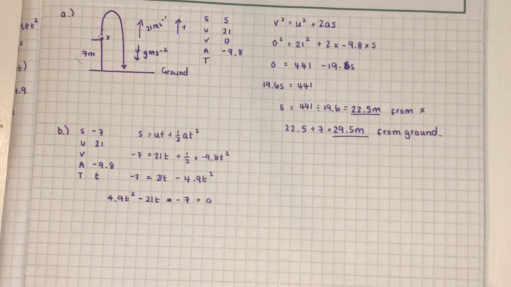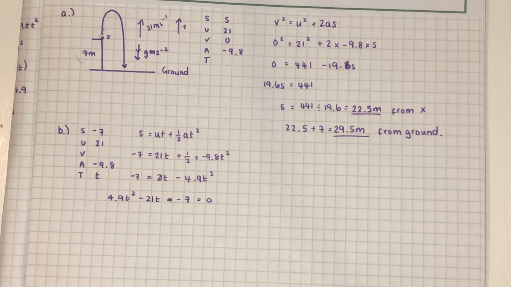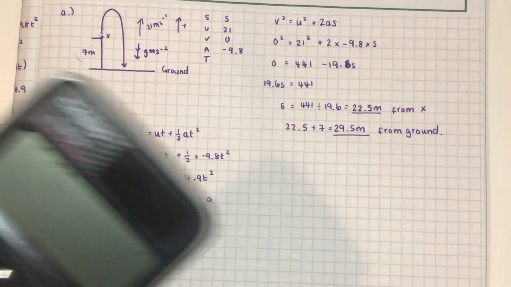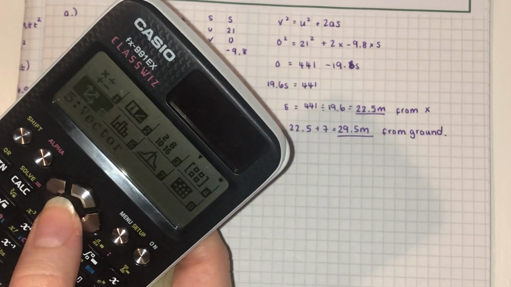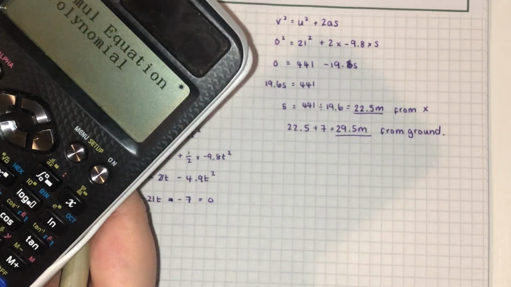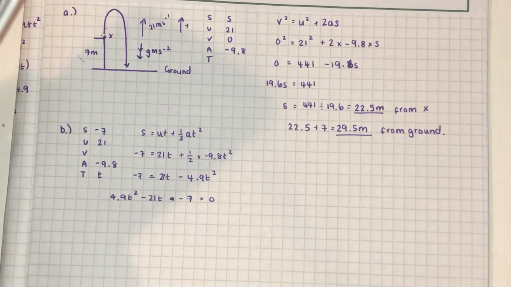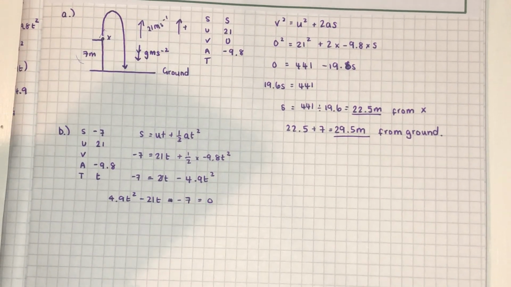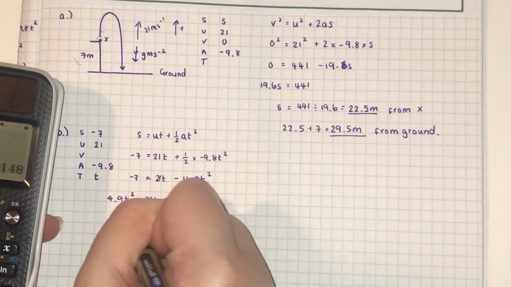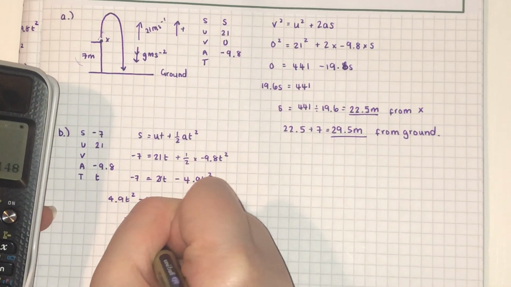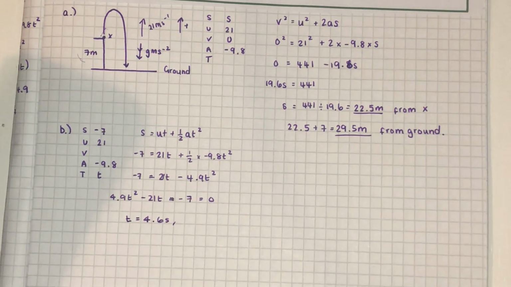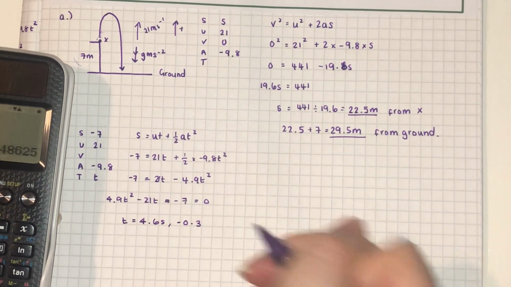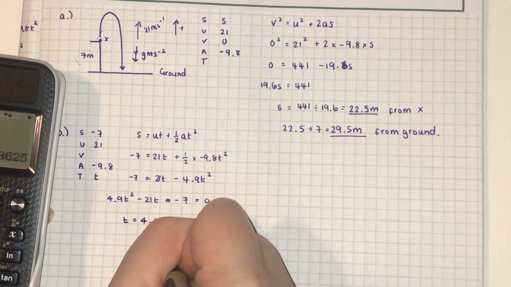And then once we get to this point, I wouldn't try and factorise it because of the 4.9, which is a bit mean. You can use the quadratic formula, or if you've got a scientific calculator, which you should have, you can use that. Polynomial 2, 4.9, minus 21, minus 7. So we get t is 4.6 and we get minus 0.3. Obviously it can't be the negative one, so it's going to be 4.6.